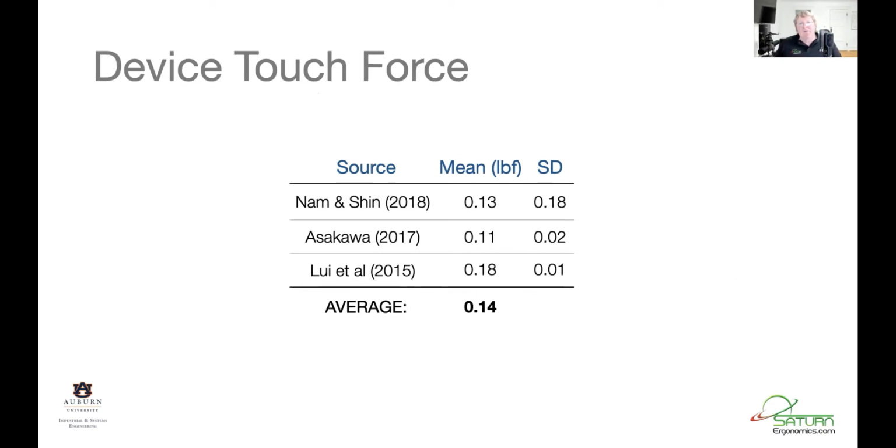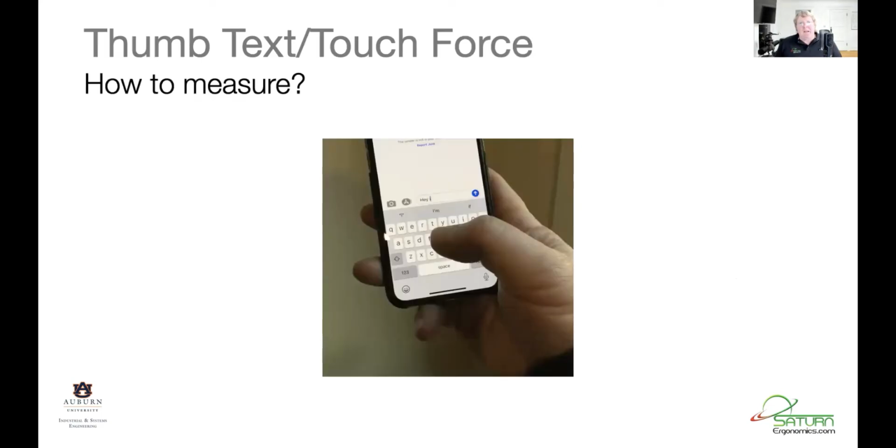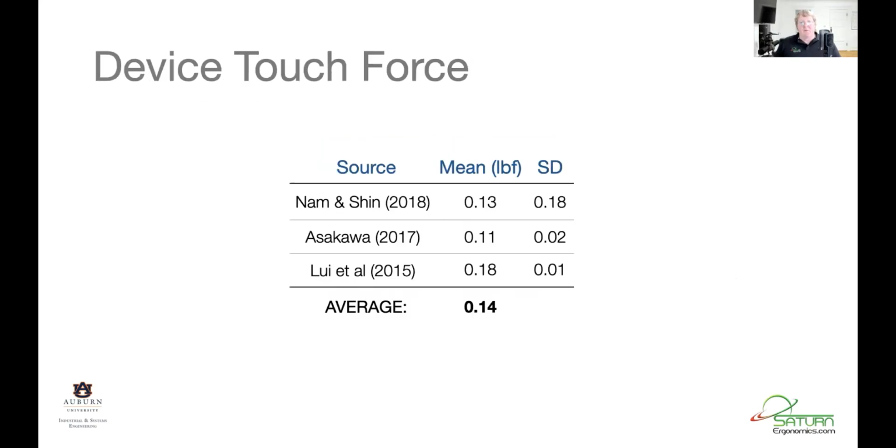If we look at published values, we can see Nam and Shin, 0.13 pounds, Asakawa, 0.11 pounds, and Liu, 0.18 pounds. So if you average those, 0.14 pounds. And I was looking, okay, how do I measure a thumb text or touch force? And there's some problems with these papers, or not problems, but I don't think there was an element of realism that translates into texting force.